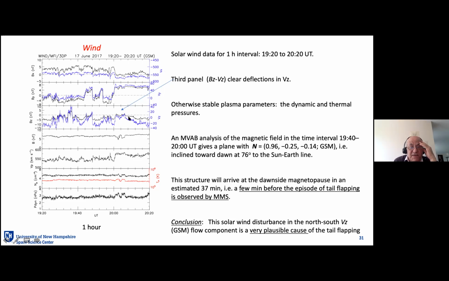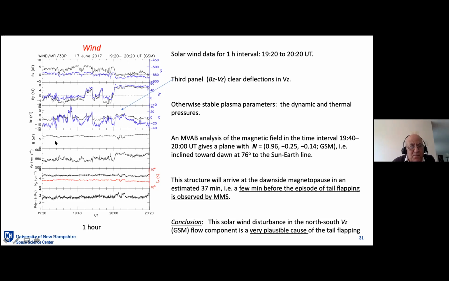And notice VZ here. They are very nicely correlated, by the way, the B and the VZ. We have a non-zero VZ, and it's varying. It kind of reminds us of the very first picture, right, where we had four cases of flapping.